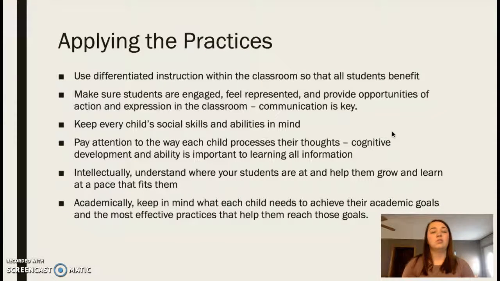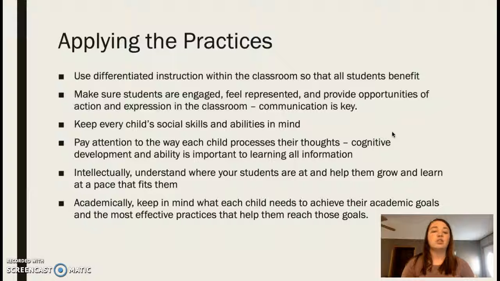Every child's social skills and abilities should be kept in mind. That's a number one thing for every teacher to keep in mind as to what their child can handle socially, as well as how they process their thoughts and their cognitive development. It's important for them to have a cognitive development aspect because they're going to have to learn things from you. And the way they process that is really huge. And as a teacher, you have to see that and help them.